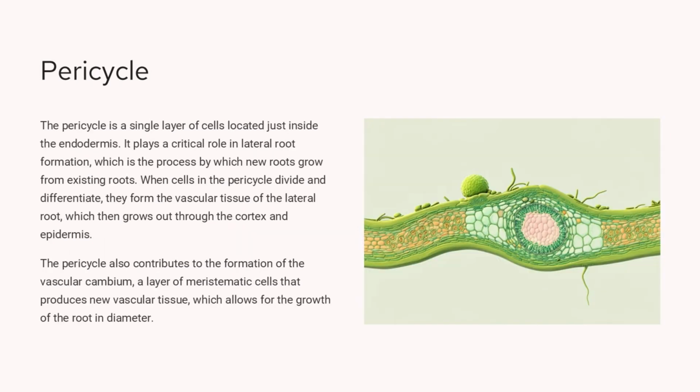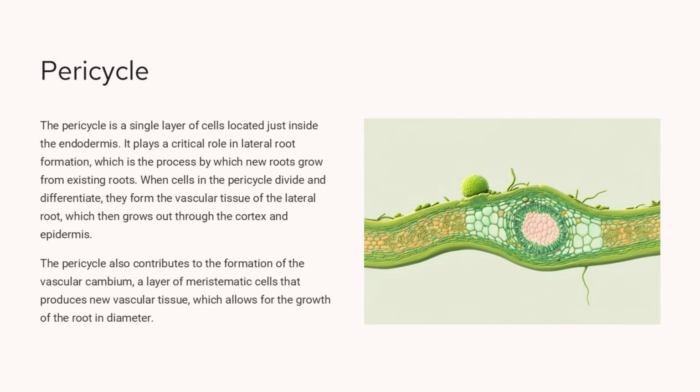The pericycle is a single layer of cells just inside the endodermis in plant roots. It plays a critical role in lateral root formation, where new roots grow from existing ones. Cells in the pericycle divide and differentiate to form the vascular tissue of the lateral root. The pericycle also contributes to the vascular cambium, which allows the root to grow in diameter.